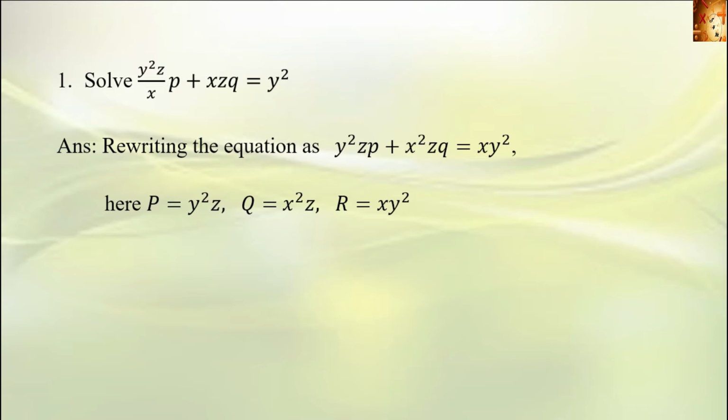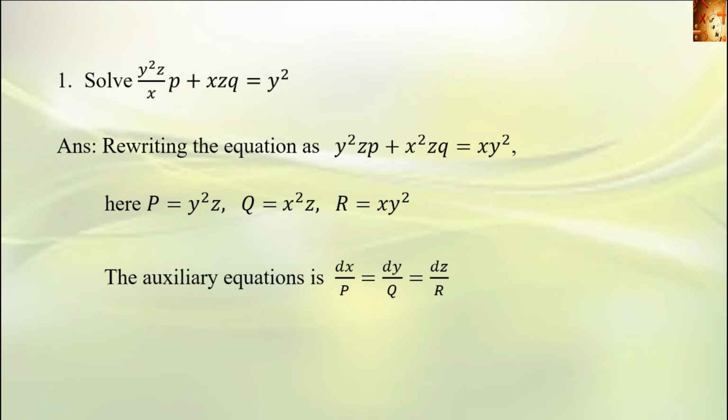Okay, next write the auxiliary equation. That is dx by P equal to dy by Q equal to dz by R. So that is dx by y square z equal to dy by x square z equal to dz by x y square. Then by any method we can solve this.